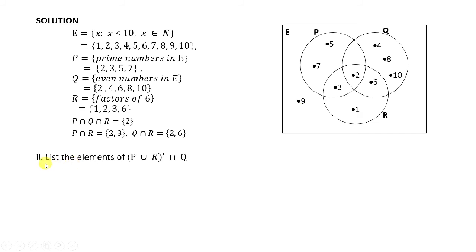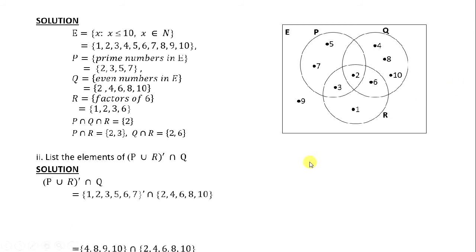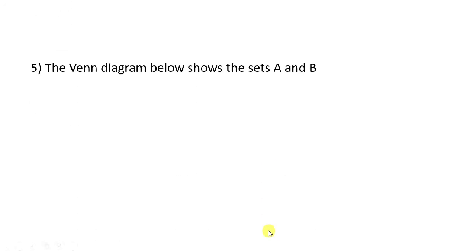Part 2. List the elements of (P union R) complement intersection Q. So we are looking at those elements which are found in P and R but outside. So outside P and R is giving us 4, 8, 9, and 10. So we have 4, 8, 9, and 10. Intersection Q. Q has elements 2, 4, 6, 8, 10. What is common there? You'll find that we have 4, 8, and 10. That is your answer.